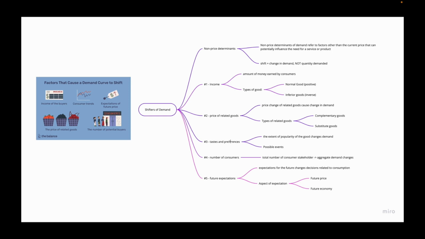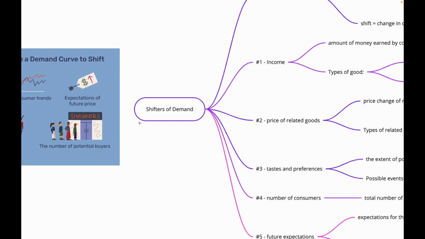Today's video will be on topic 2.1, a continuation from our discussion in the last video. At the end of the last video, we talked about different types of changes in the demand curve. One is the movement of a point along the demand curve, which is caused by a change in price. And the other, which is what we're going to talk about today, is the shifters of demand. That means anything other than price will result in a shift in the entire demand curve, rather than a specific point movement on the demand curve.